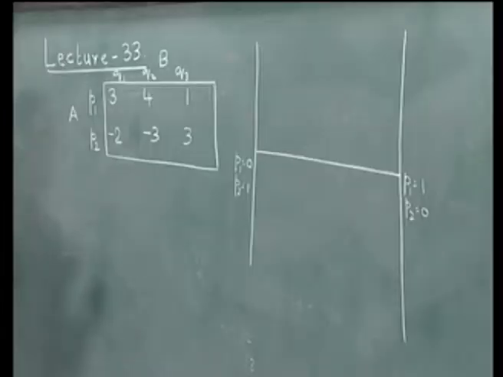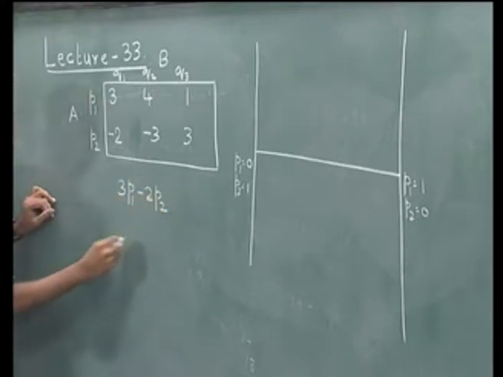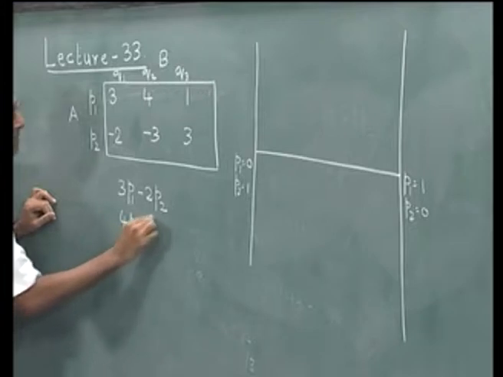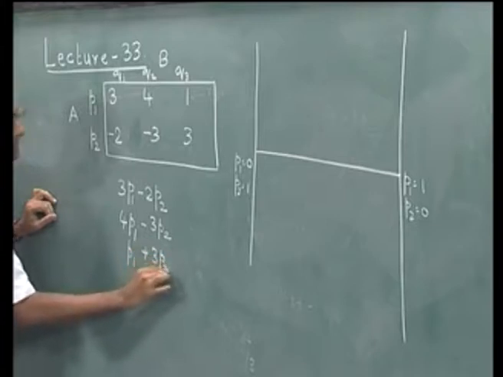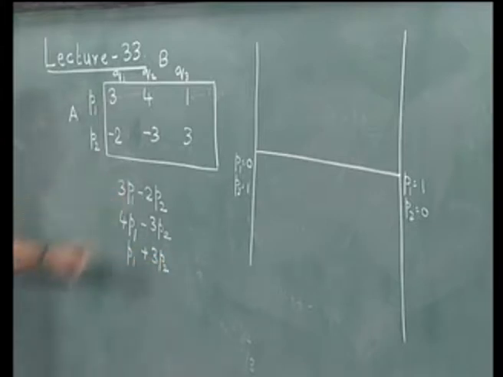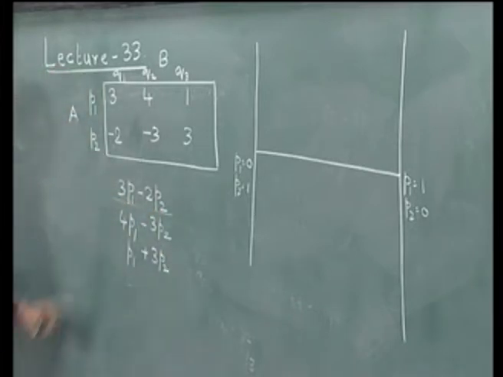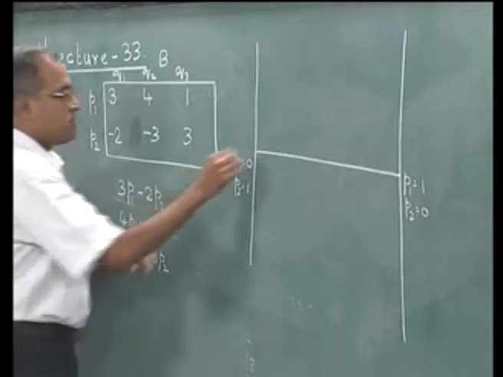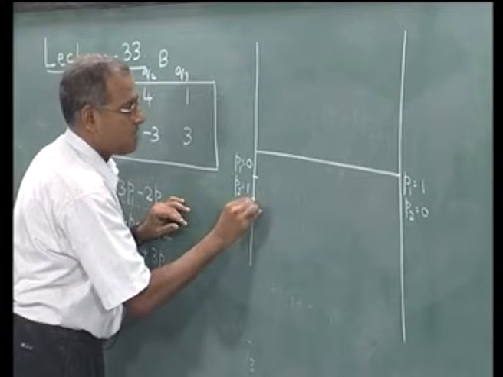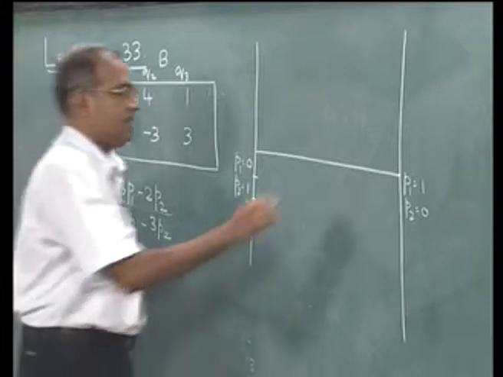Now, A would say that if B is consistently playing this, then A's gain is 3 P1 minus 2 P2. This is 4 P1 minus 3 P2 and P1 plus 3 P2. So, let us try and plot all this. Let us plot 3 P1 minus 2 P2. When P1 is equal to 0, A's gain is minus 2, so this is the point for A. When P1 is equal to 1, A's gain is 3.